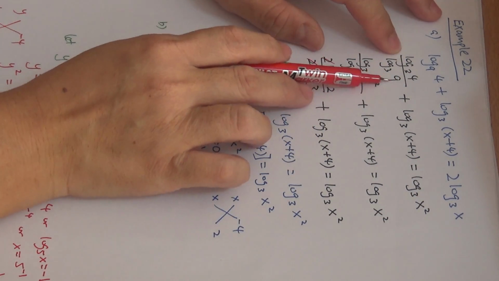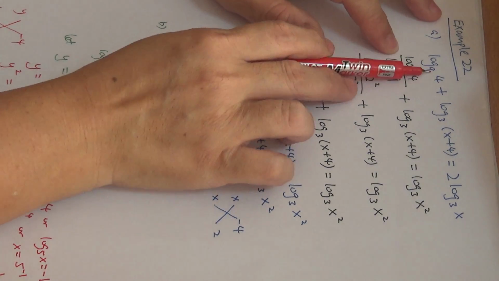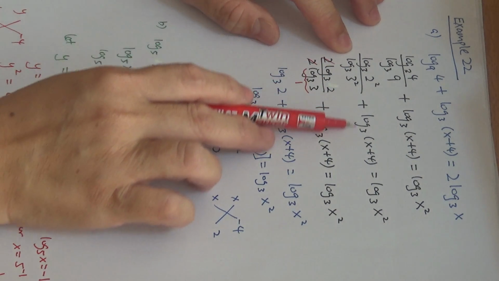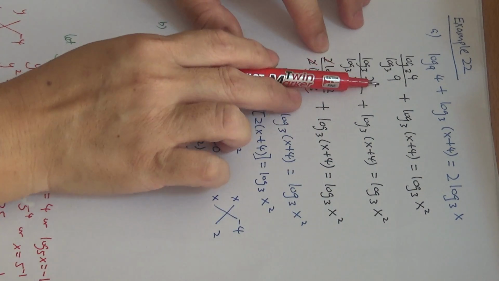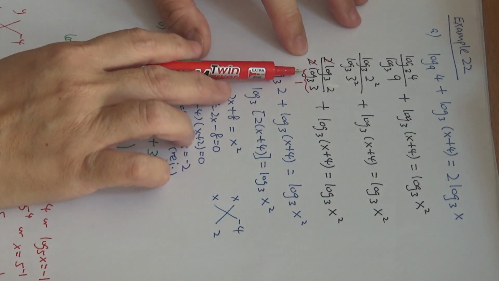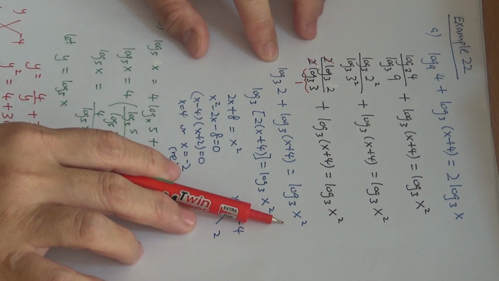So I use a change of base formula. Same base, 4 put on top, 9 put below. I do this. Now I simplify, I get this. I bring the power down, I get this. Now class, note that log 3 is 1, so I will get this equation.